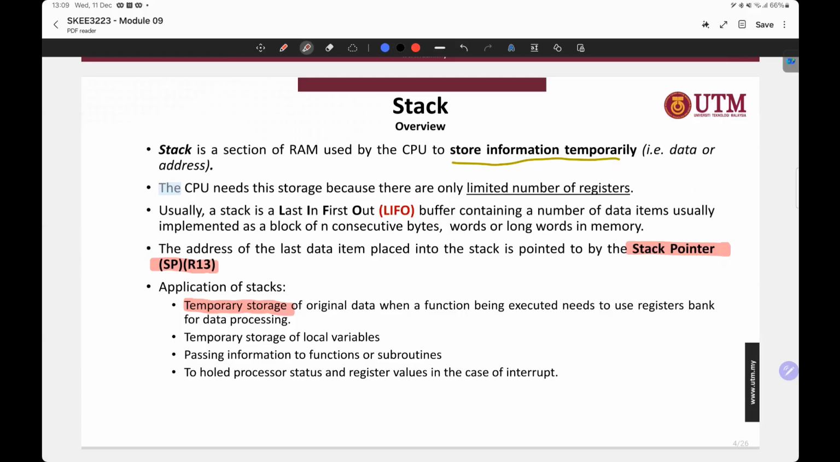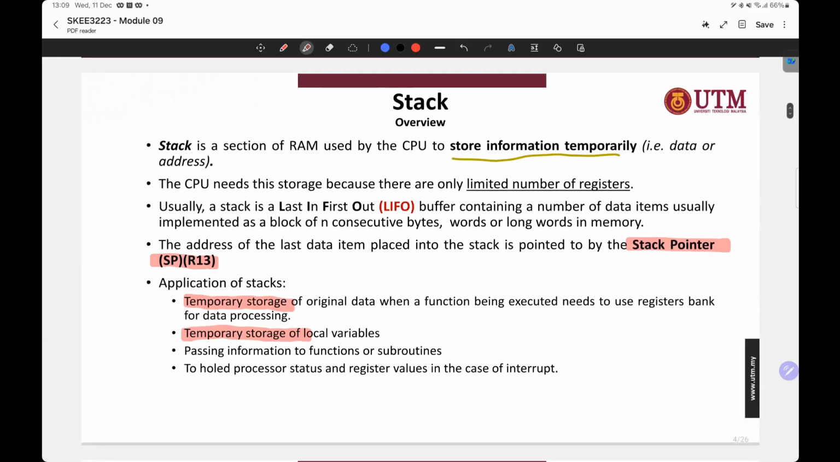Then after that, the CPU can use that register to perform any data processing. Once that data processing is finished, you can retrieve the original data from the stack and return it back to the original register. Also, the stack can be used as temporary storage for local variables. If you're going to store any variables, you can put them on the stack as well. And the third one is passing information to a function or subroutine.